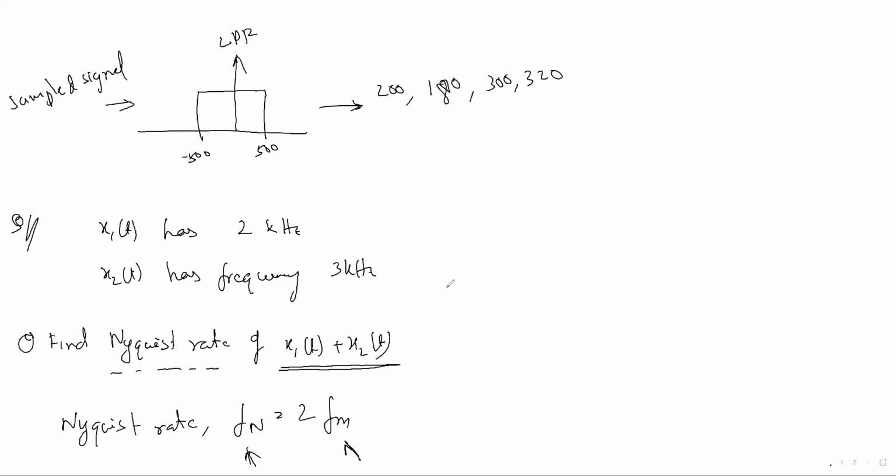First of all, it is better to represent the frequency components using the Fourier transform. If you find the Fourier transform of x1t, X of omega, then what are the frequencies present? 2 kilohertz means one is here. This is for 2 kilohertz. If you find the Fourier transform, it is minus 2 kilohertz.